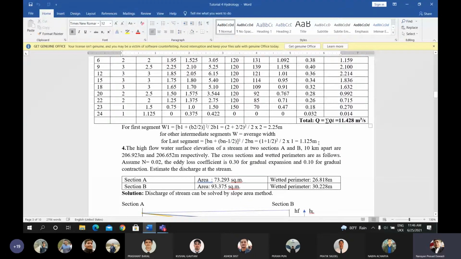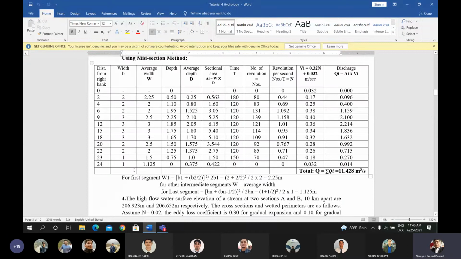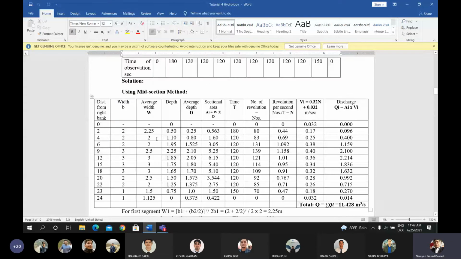Okay, 1.125 meter. For the average width of the sections in between, from the distance 4 to 6, 6 to 9, and 12 to 15, in this way, the average values will be (2 plus 2) divided by 2, 2. Another one is (2 plus 3) divided by 2, 2.5. Then (3 plus 3) divided by 2, 3, repeated for the next sections. Then (3 plus 2) divided by 2, 2.5. And (2 plus 2) divided by 2, 2. Then (2 plus 1) divided by 2, 1.5, and the last segment is calculated as 1.125, and the first segment is calculated as 2.25, which is the average width denoted by W.